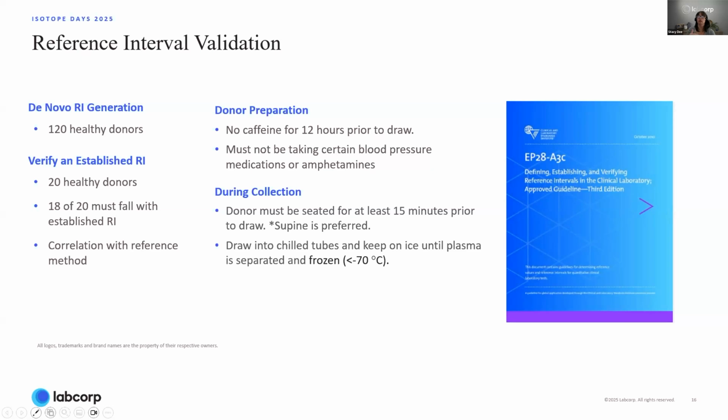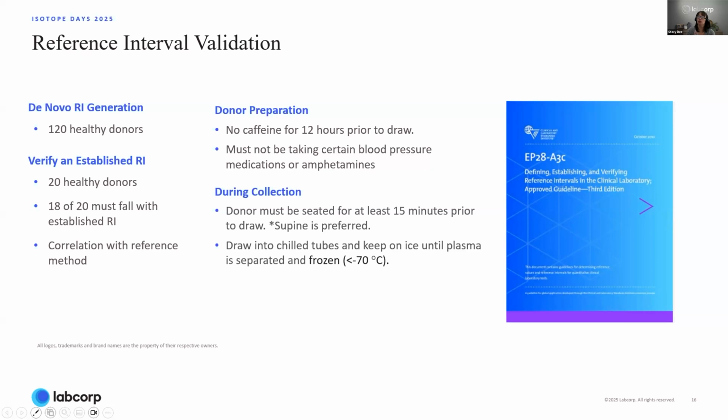So in deciding which one we wanted to do, we also considered the donor prep. Any donor that gave to our reference interval study could have no caffeine for 12 hours prior to the draw. And that was the biggest deal breaker of the whole draw. I had so many people say, I can't do without my coffee. So something as small as no caffeine for 12 hours really made this a little more difficult.